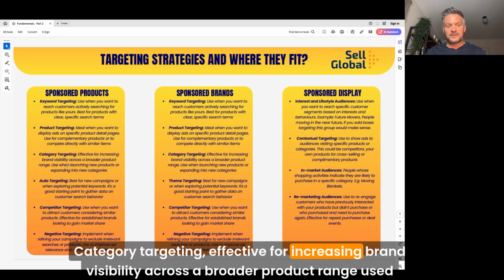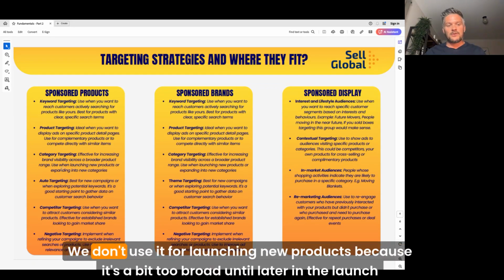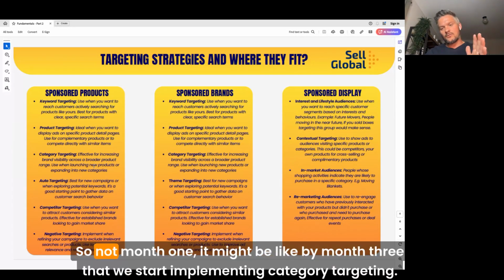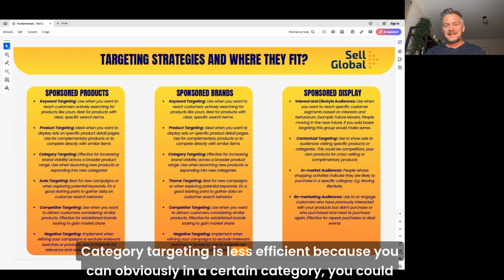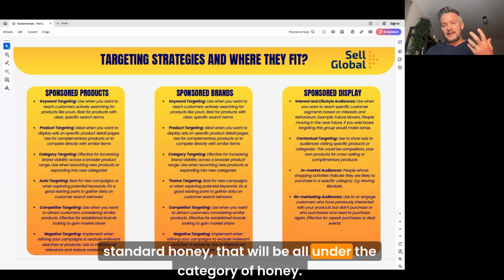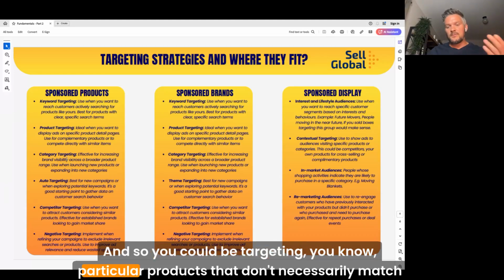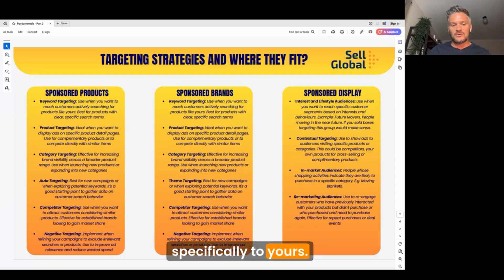Category targeting is effective for increasing brand visibility across a broader product range, used when launching new products or expanding into new categories. We don't use it for launching new products because it's a bit too broad until later in the launch phase. So not month one, it might be by month 3 that we start implementing category targeting. Category targeting is less efficient because in a certain category, an example would be honey, you could have Manuka honey and standard honey. That will be all under the category of honey, but Manuka honey is a much more premium product compared to standard honey. And so you could be targeting particular products that don't necessarily match specifically to yours.